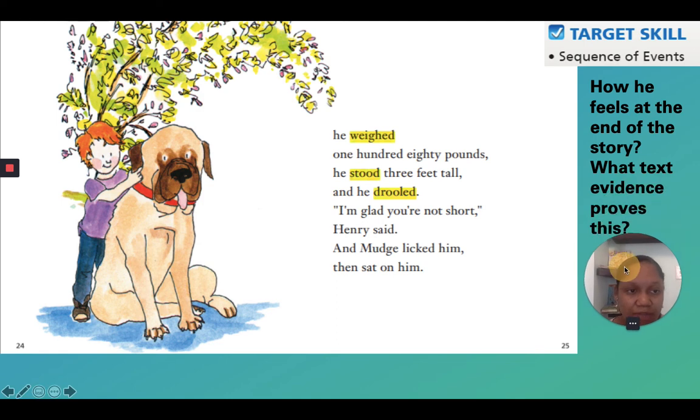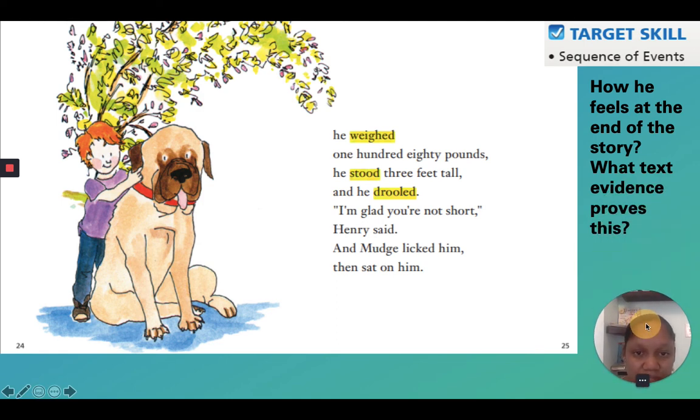Now let's look at how he feels at the end, right? How does Henry feel at the end, and what text evidence proves this? So if I'm looking at the text here, remember we always go back to the story. I find a few things that tell me. What do you see? First, I see where it says here something about him being glad, about his dog not being short anymore. And I also see him smiling. So pictures, illustrations can also be evidence of finding an answer, right? So I think Henry is pretty happy right now. So he was sad in the beginning, but now he's happy.